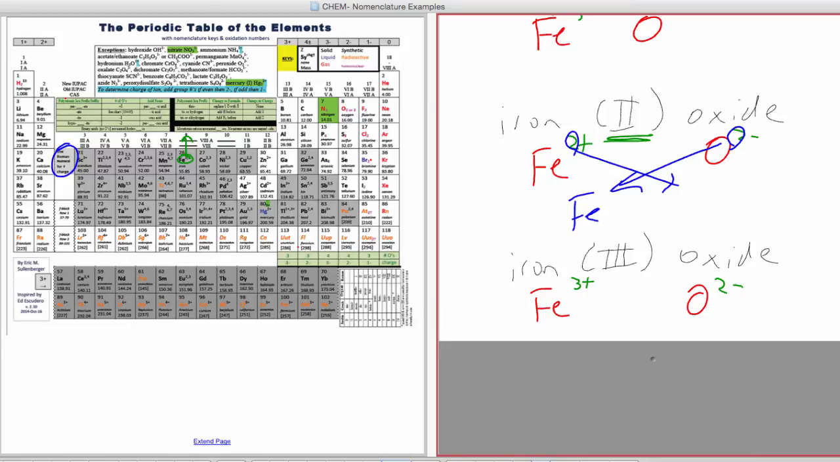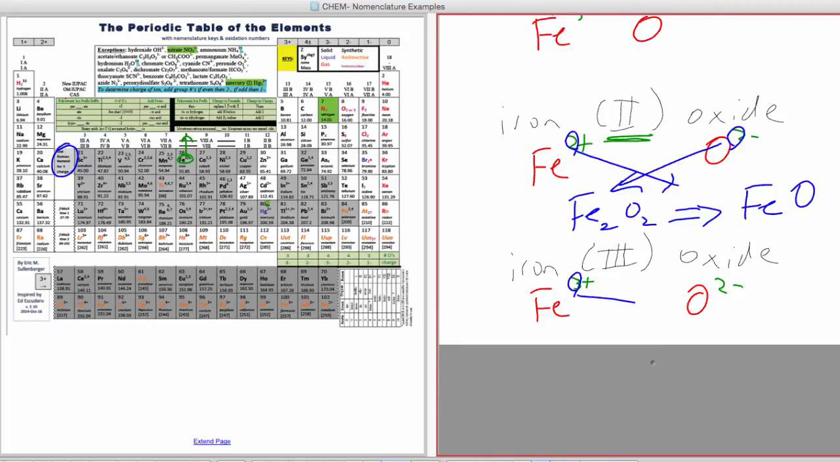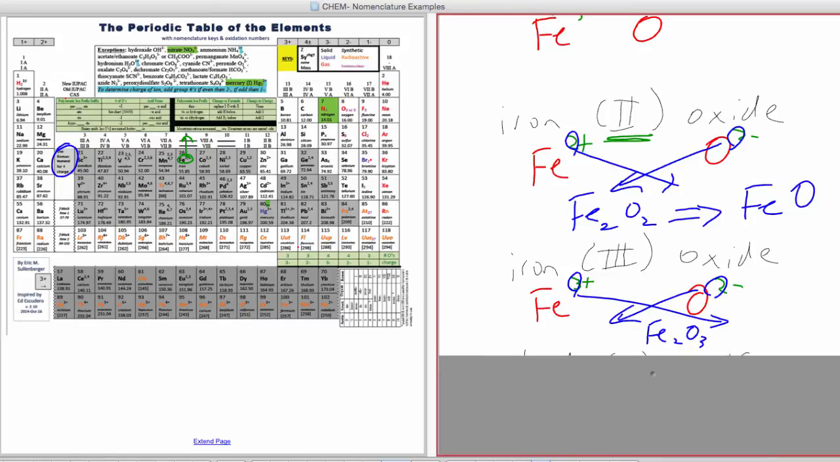So this becomes Fe2O2, which can simplify down to FeO. So iron 2 oxide is FeO versus iron 3 oxide. Crisscross these here, and we end up with Fe2O3. Iron 3 oxide is Fe2O3. Two different formulas for iron oxide, two different iron oxides. All of the ones in gray require a Roman numeral.